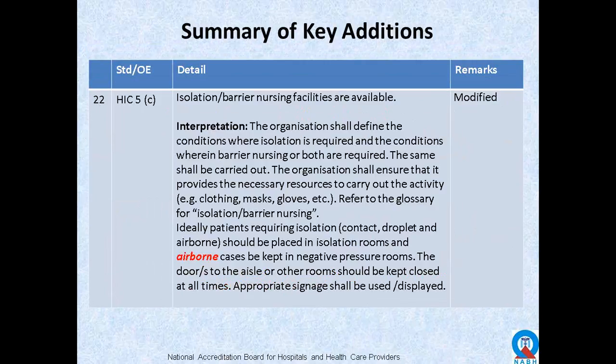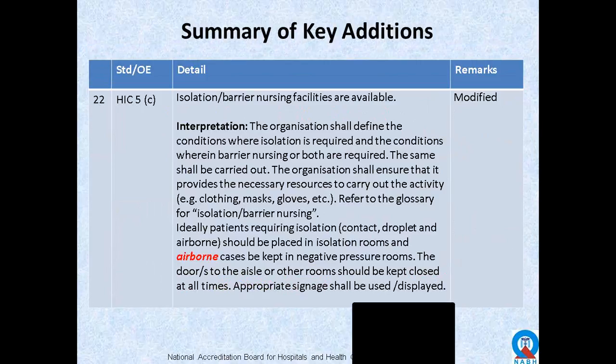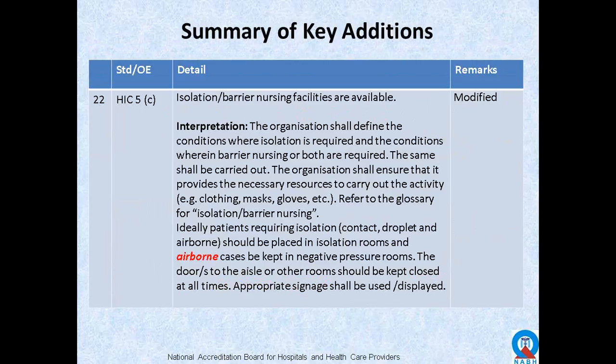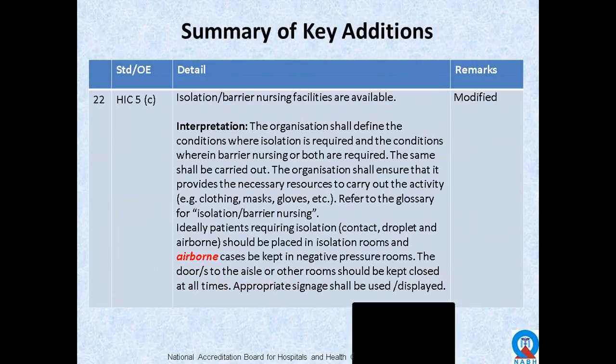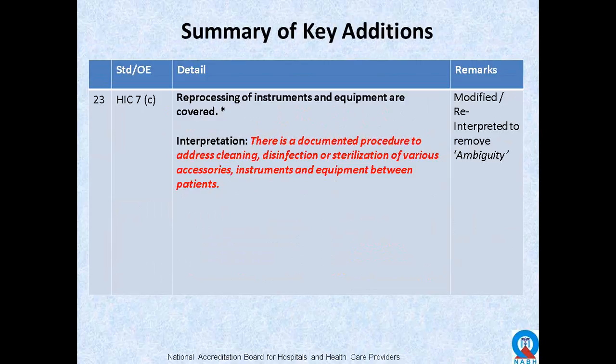Next is on isolation and barrier nursing. So this again has been modified. Isolation and barrier nursing facilities are available. The organization shall define the conditions where isolation is required and the conditions where barrier nursing or both are required. The same shall be carried out. The organization shall ensure that it provides the necessary resources to carry out the activity. And ideally, patients requiring isolation should be placed in isolation rooms, and airborne cases be kept in negative pressure rooms. The doors in the aisle of the other rooms should be kept closed at all times. Appropriate signage shall be displayed.